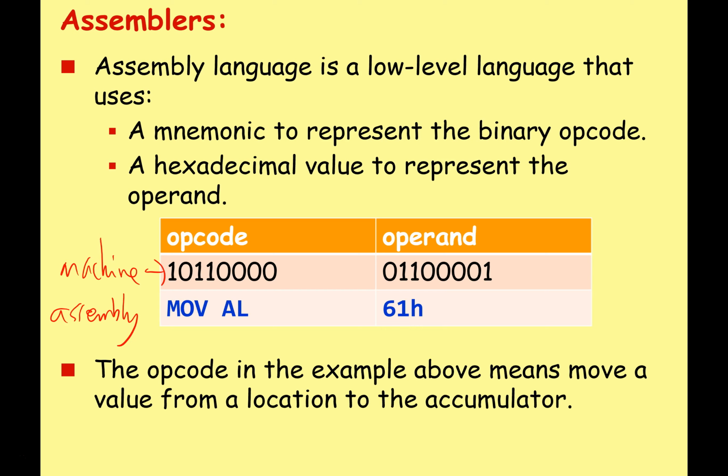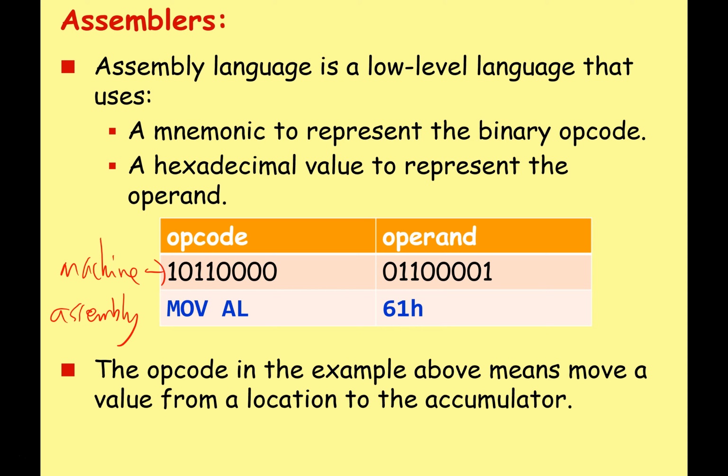we've made a few changes to it to make it easier for people to recognize and work with. So we've changed the opcode of 10110000 to MOV-AL, and we've changed the operand of 0110001 to 61H. So this is still difficult to understand, but it's a bit easier for people to parse because we are using letters and numbers that we're more familiar with. So in this example, it's an instruction to move a value from a location in memory to the accumulator.